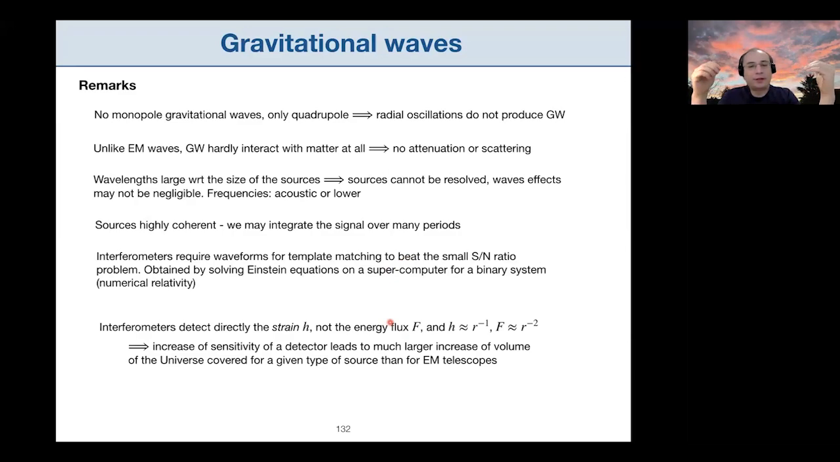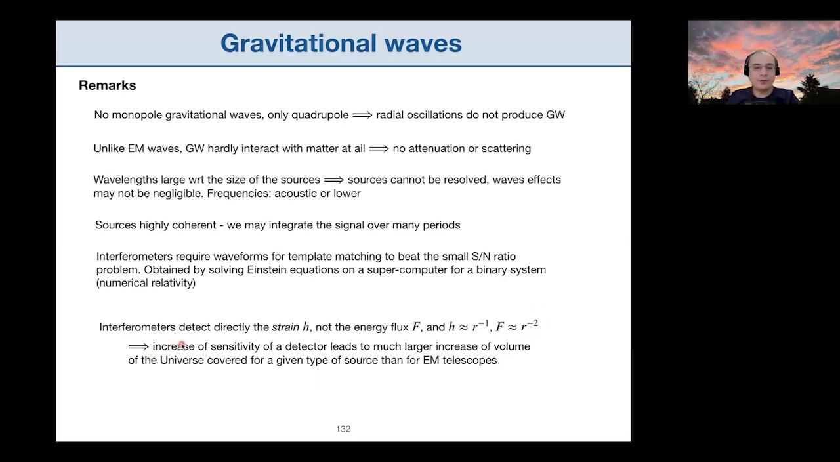And the last remark, which is, I think, quite important. Interferometers do not detect the flux of gravitational waves, unlike electromagnetic detectors, which typically more or less detect the energy deposited by an electromagnetic wave. Instead, interferometers measure directly the strain produced by the gravitational wave, h. And that's quite a big difference because we have seen from the quadrupole formula that h scales like 1 over the distance from the source. But the energy flux scales like 1 over the distance squared, right? Well, that's quite a bit of a difference when you're looking at sources which are very far away.